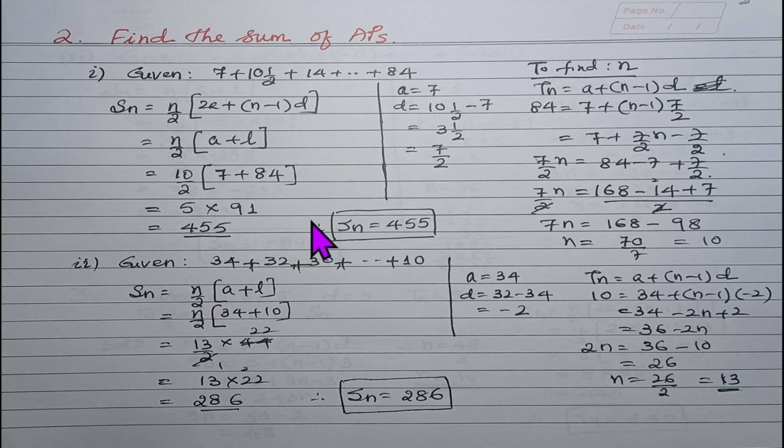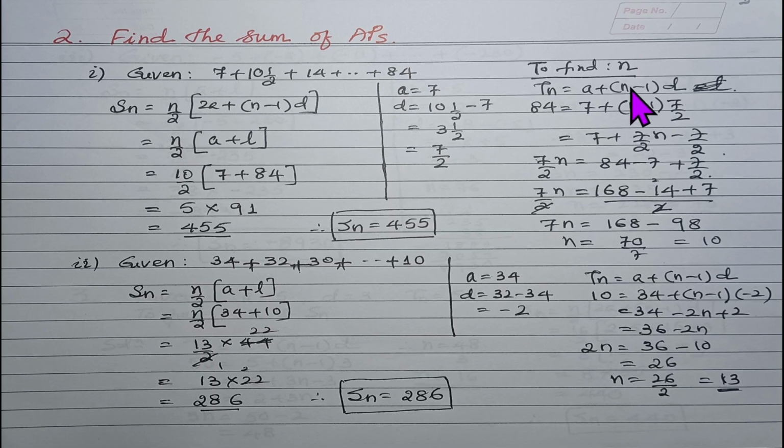Remember that. Now coming to the next example, to find the sum of APs here, we have been given the AP 7 plus 10 and a half plus 14 plus so on to 84. Now we have to use the formula Sn is equal to n upon 2 in the bracket 2a plus (n minus 1) into d. Now a is known to us, that is 7, d is 10 and a half minus 7, that is 7 by 2, but n is not known to us, so we have to find n in this case.